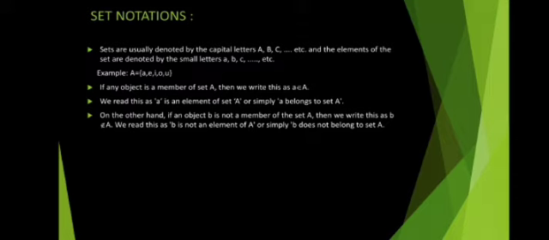On the other hand, if an object b is not a member of set A, then we'll write b ∉ A. It represents that b is not an element of set A, and we'll read it as b is not an element of set A, or we can say b does not belong to set A.